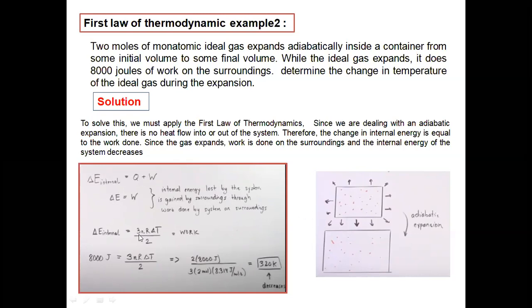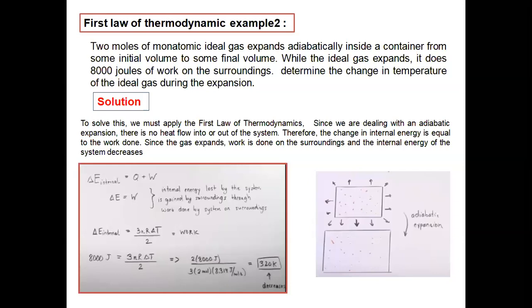Okay, so delta E internal, and we have this monoatomic. This means 3 n R delta T over 2 equals the work. So delta E internal equals 8000 joules times 3 times n times R over 2. This means delta T is 320 Kelvin.